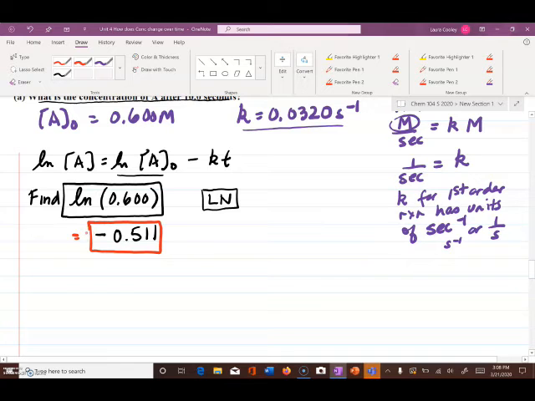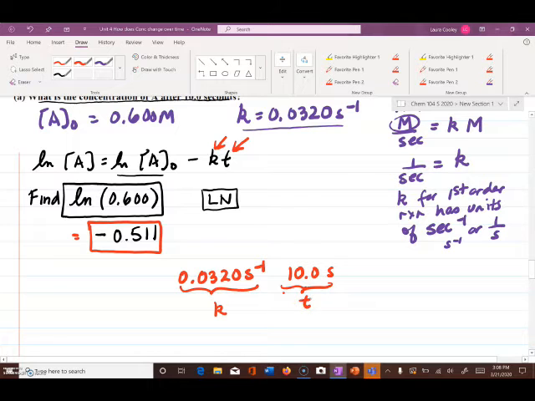All right. So now you can take the K, you know how to multiply. We know that T is 10 seconds, so we're going to take 0.0320 seconds minus 1. This is the K. And then we have 10.0 seconds. That's the T. So we're looking for the concentration of A at 10 seconds after the reaction starts. We multiply these two numbers together, and that gives you 0.320.